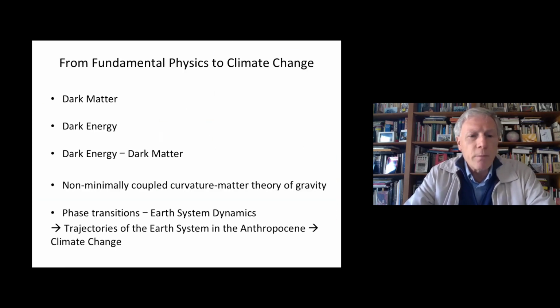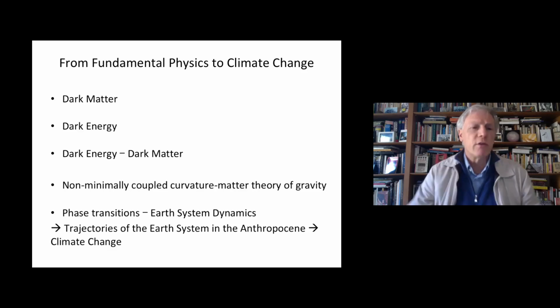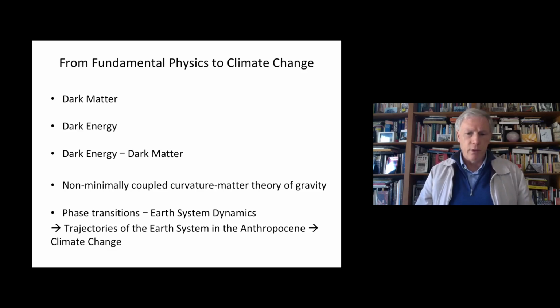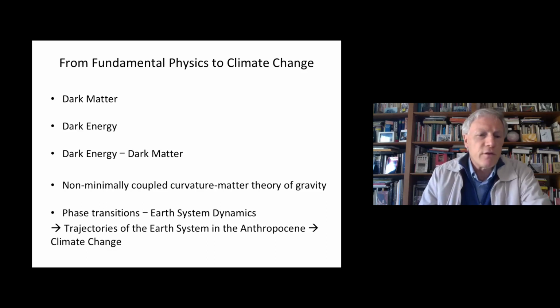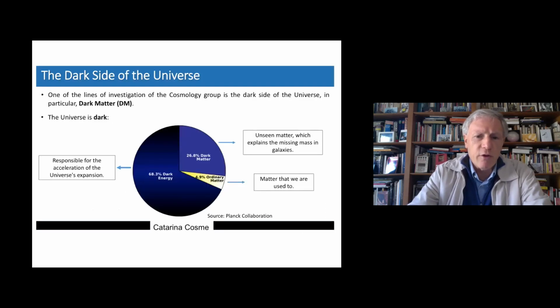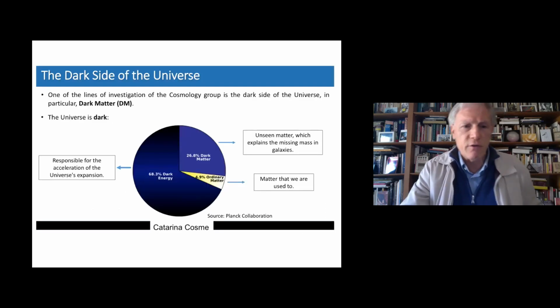So this is a partial list of the things I'm interested in: dark matter, dark energy, the relationship between both, and alternative theories of gravity. I'll tell you something about a model in which gravity and matter are coupled minimally. And more recently, I'm interested in phase transitions related with the Earth system. This allows us to compute trajectories in the Earth system, and in particular to understand climate change. I have many slides, so I have to be very quick.